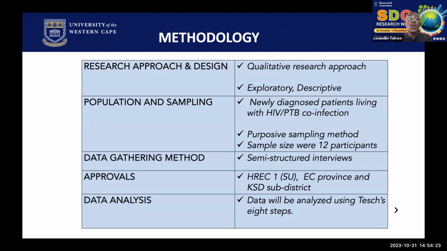The target population were the newly diagnosed patients living with HIV and pulmonary TB co-infection. A purposive sampling method was used to select 12 participants. The data were gathered using semi-structured interviews from these 12 participants. Ethical approval for the study was obtained from the Human Research Ethics Committee 1 at Stellenbosch University, Eastern Cape Province, and also in King Sabata Dalindyebo Sub-District. The data was analyzed using Tesch's 8 steps of data analysis.